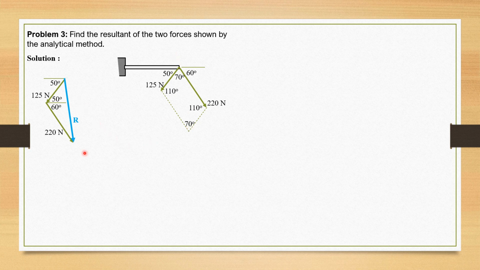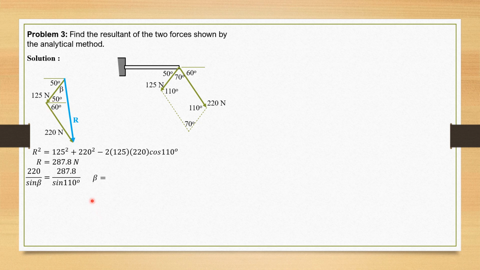So this is the resultant force. We can solve R using this triangle and using the cosine law. So R square equals 125 square plus 220 square minus 2 times 125 times 220 cosine of 110 degrees. Using your calculator, R is 287.8 newtons. Then let's determine this angle here, beta. It is expected to be acute. By sine law, 220 as to sine beta equals R 287.8 as to sine 110. So beta therefore is equal to 45.92 degrees.